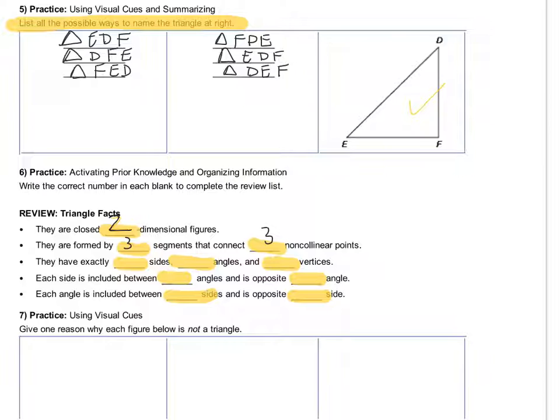They have exactly three sides and three angles and three vertices. Vertices being the plural of vertex. Each side is included between two angles and is opposite one angle, and each angle is included between two sides and is opposite one side.